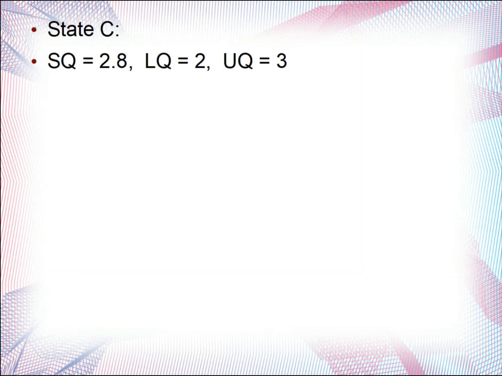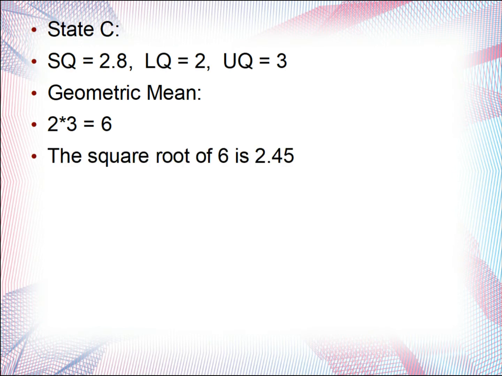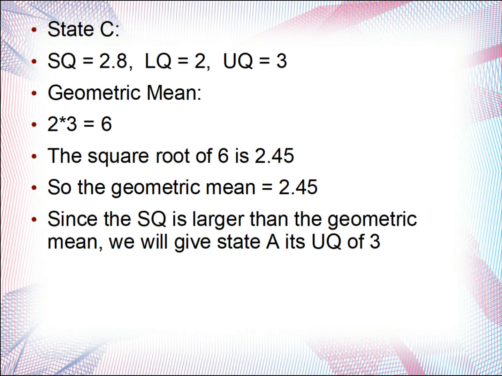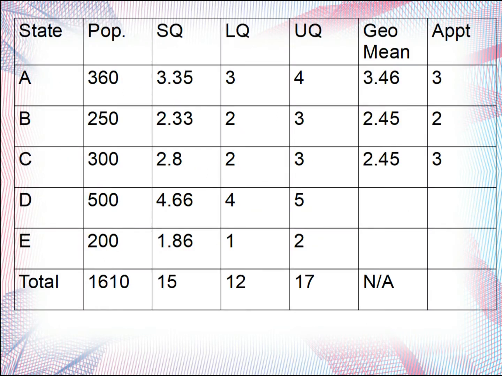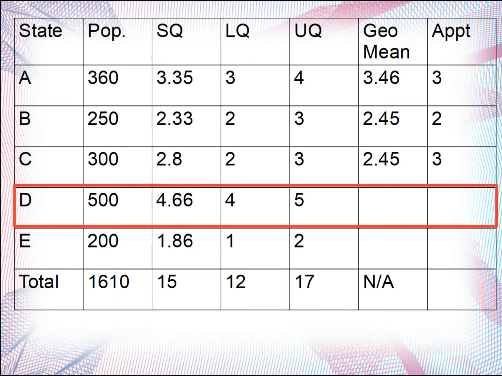So for state C, standard quota is 2.8, the lower quota is 2, the upper quota is 3. Geometric mean, 2 times 3 is still 6. Square root of 6 is still 2.45. 2.8 is larger than 2.45, so that means that we're going to give state C the upper quota of 3. So let's fill that information in the chart. And on to state D.